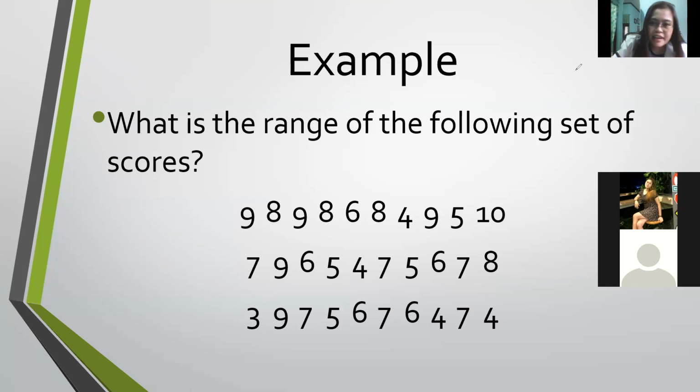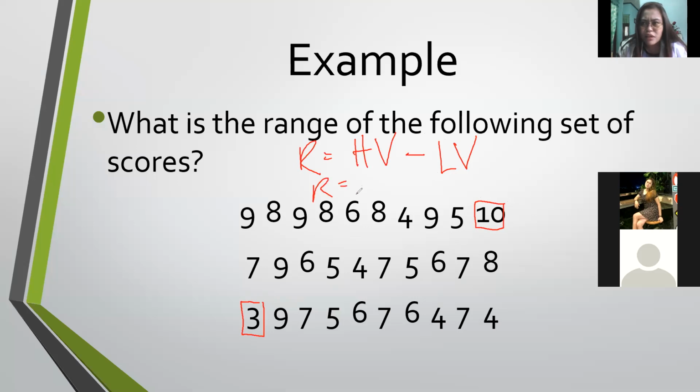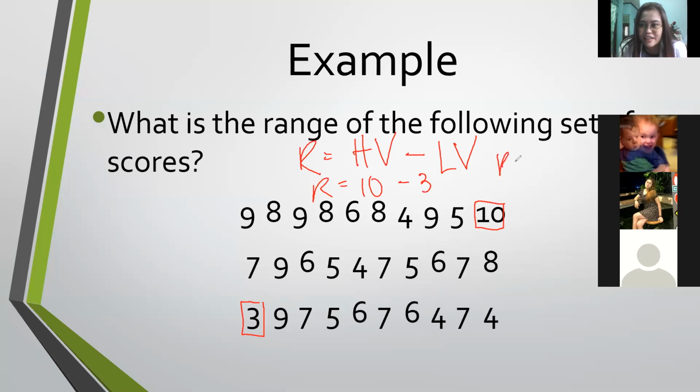This is the formula, class. The range is equal to the highest value minus the lowest value. So, there are 30 in our data. All we need to do is to identify what is the highest and what is the lowest. So, as you can see class, the highest, of course, is 10. And then the lowest is 3. So, range class is actually not difficult. 10 minus 3 is equal to 7.